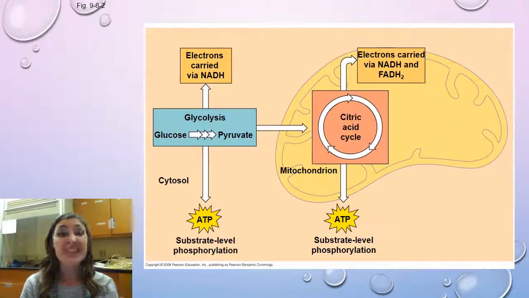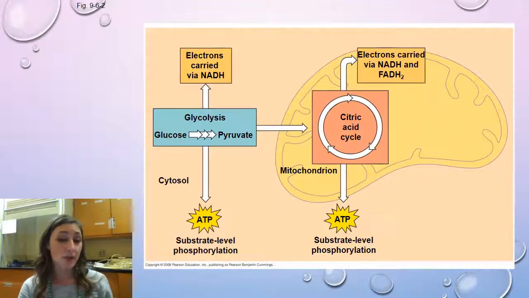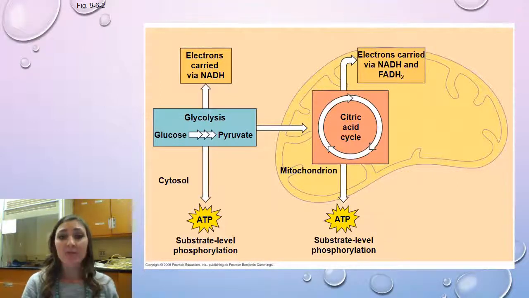The next step, if there's oxygen present, your pyruvates are going to move into the mitochondria and go through the citric acid cycle. Some ATP is produced, not much, and then of course our big push here is to get those electrons released from the organic molecule, pyruvate, and they get picked up by the electron carrier NAD+, and also the electron carrier FAD, which picks up 2 electrons and 2 hydrogen ions, and carries them to where they're needed within the cell.